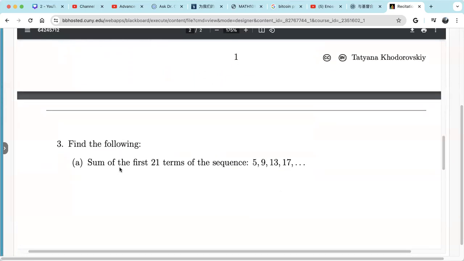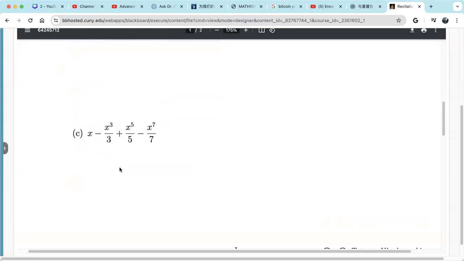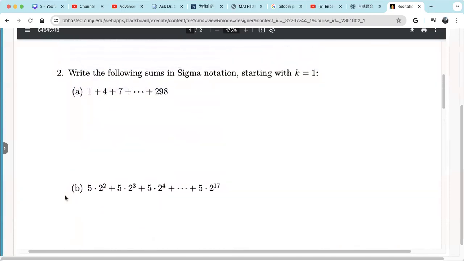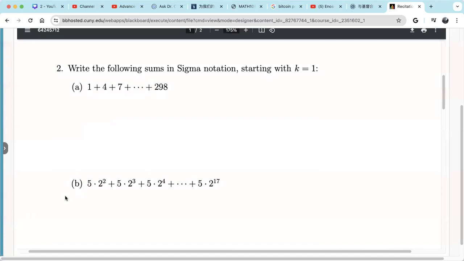Okay, let's see C. C, we have 4 terms. We can write this as, oh, hold on. Let's go back. Okay, so let's redo this. Let's redo B. Let me rewrite those two.